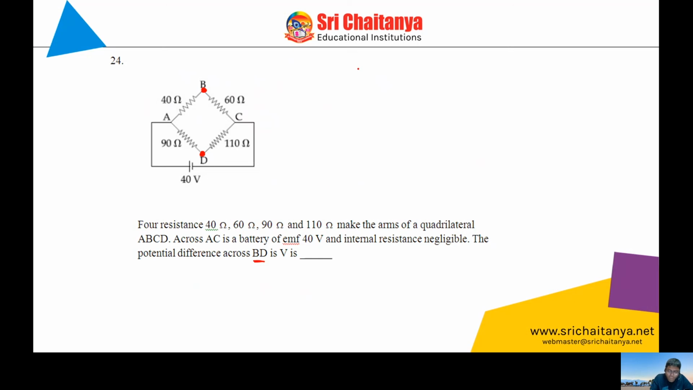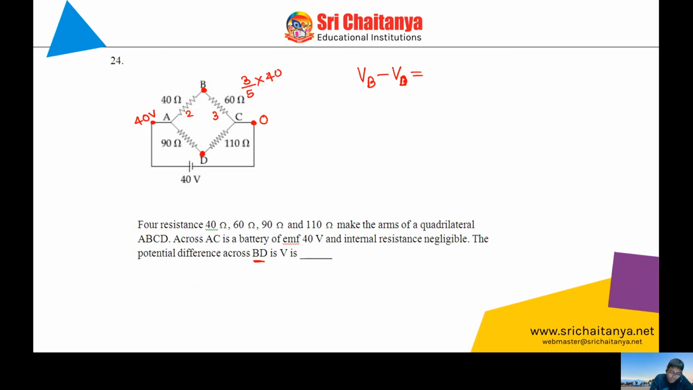We need to find the potential difference between these 2 points. So let's try to find VB minus VD. For that, let's say the potential here is 0, so the potential here you can assume to be 40 volt. In the upper branch the potential will be divided, and in the lower branch the potential will be divided. This 40 volt will be divided in the ratio of their resistances. This is 40 is to 60, so the ratio will be 2 is to 3. So the voltage across BC will be equal to 3 by 5 into the total voltage across AC, that is 40.